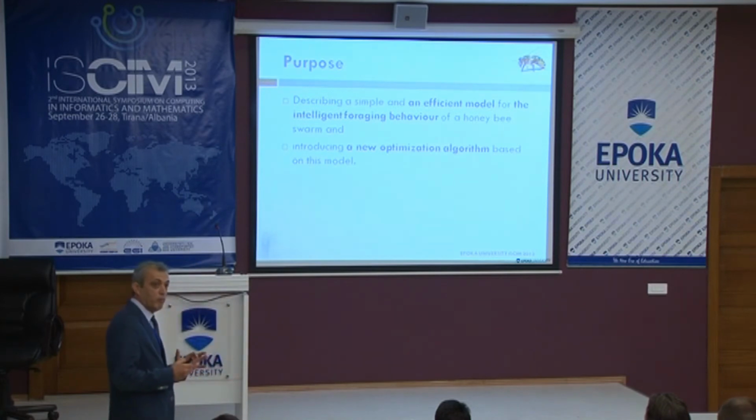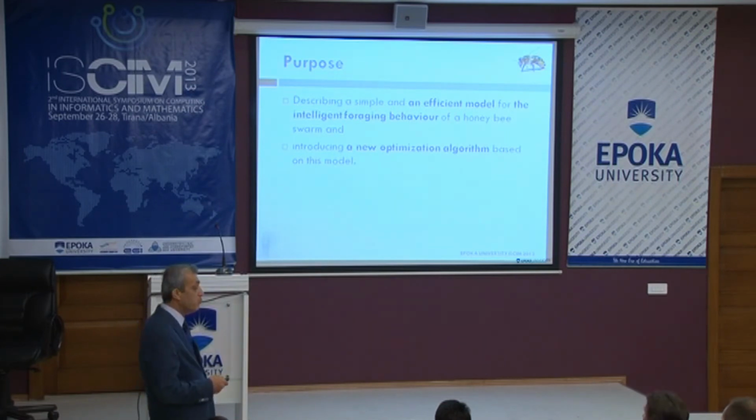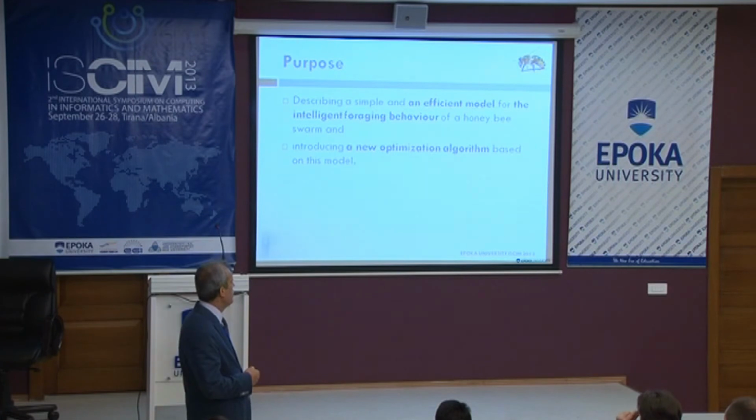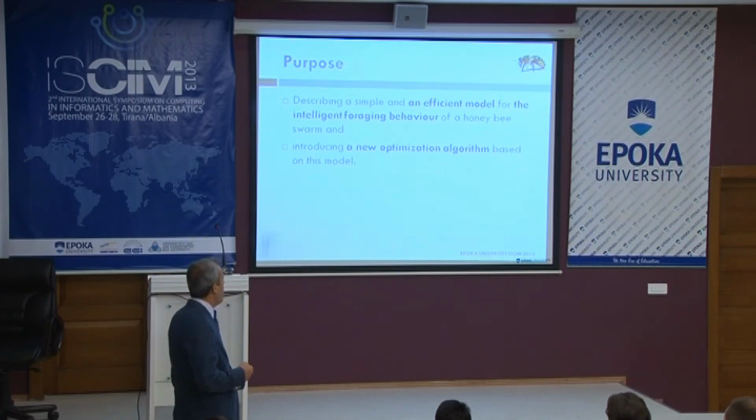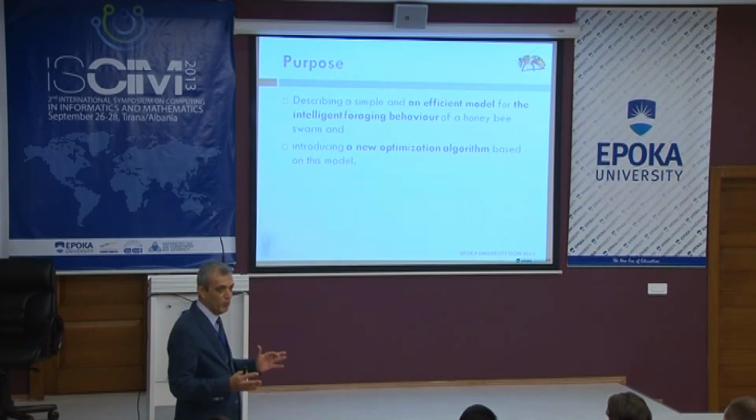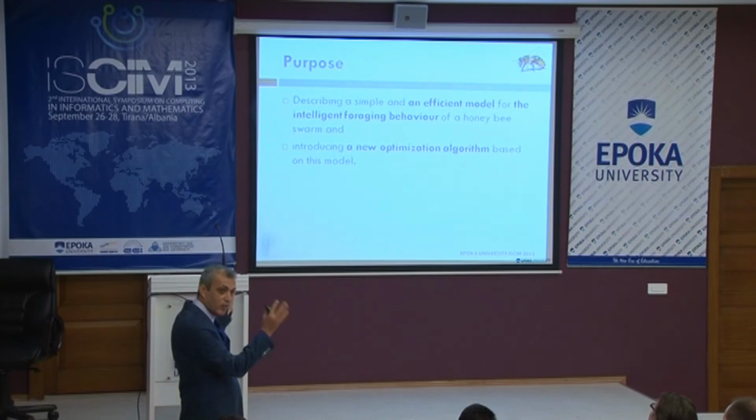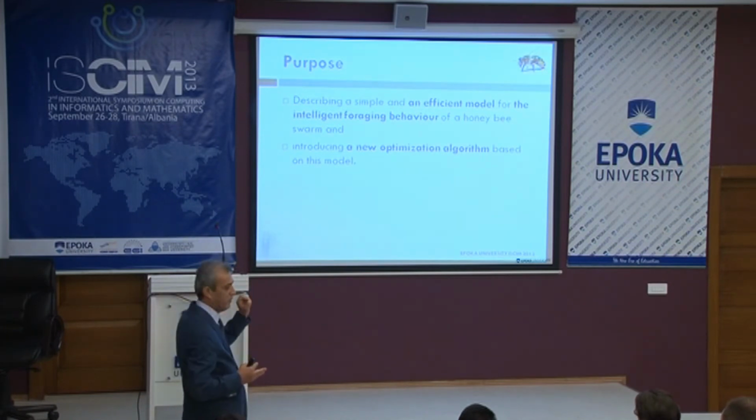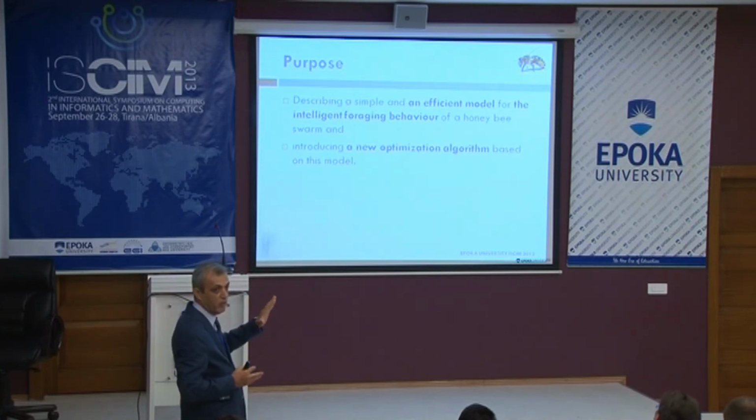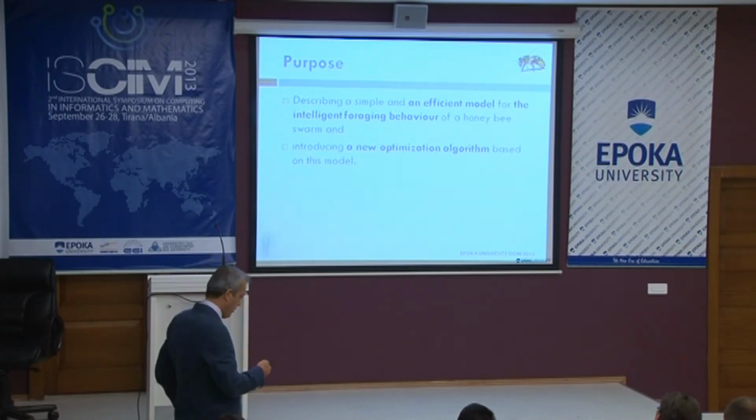Now, our aim, of course, in 2005, my aim was to describe a simple and an efficient model for the intelligent foraging behavior of a honeybee swarm. And at that time, I read several articles on honeybees' behavior. And after examining these results, my aim was to introduce a simple but efficient model on this behavior. Introducing a new optimization algorithm, of course.